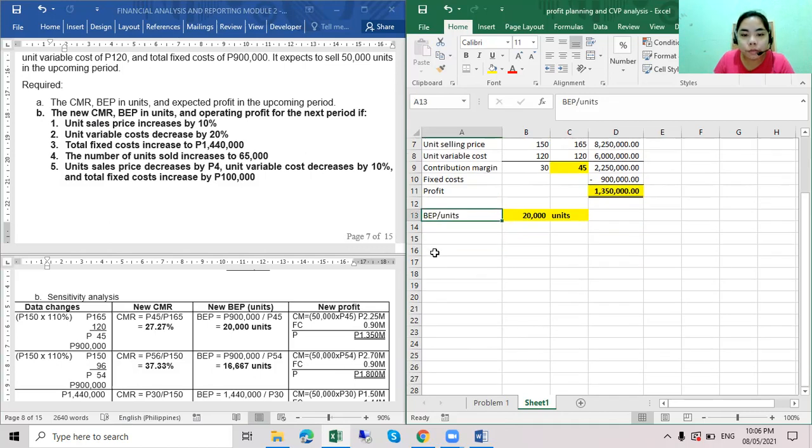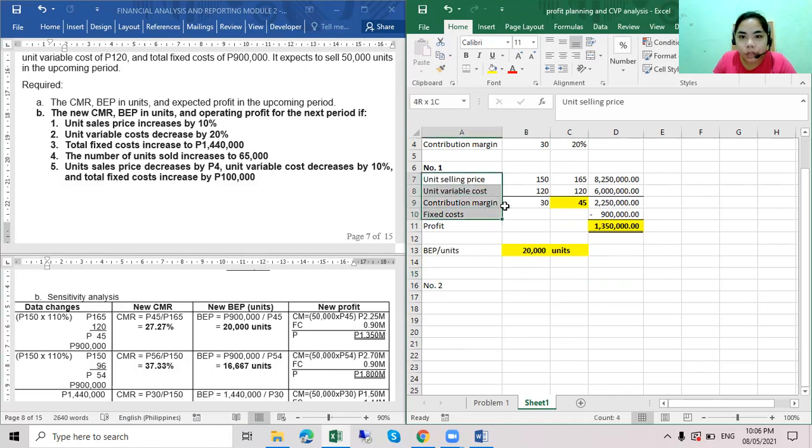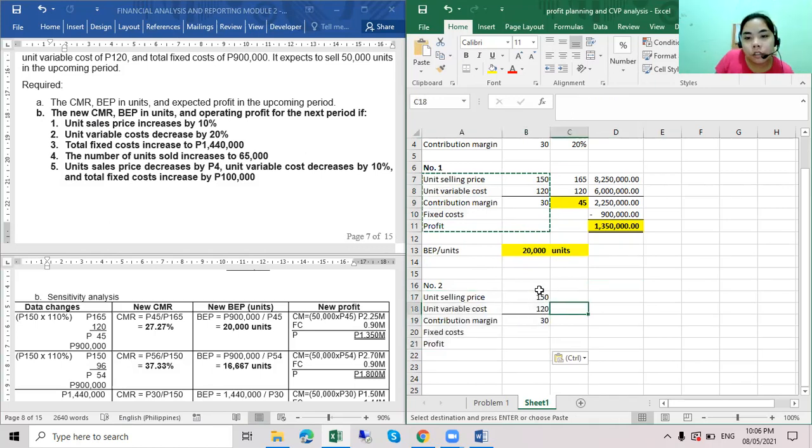So let's go to number 2. So in number 2, what happens is your unit variable cost will decrease by 20%. So I have to copy this. Okay. Now this is your original setting. So what happens if you decrease your unit variable cost by 20%? So your unit selling price would still be the same, and your unit variable cost, what will happen?